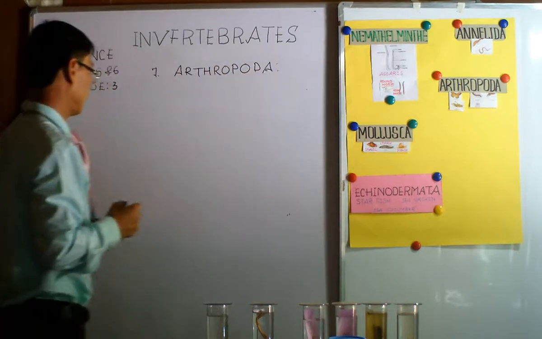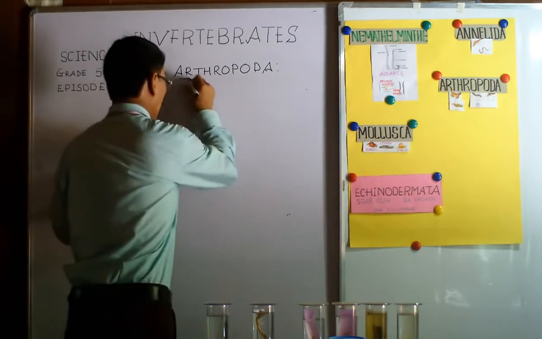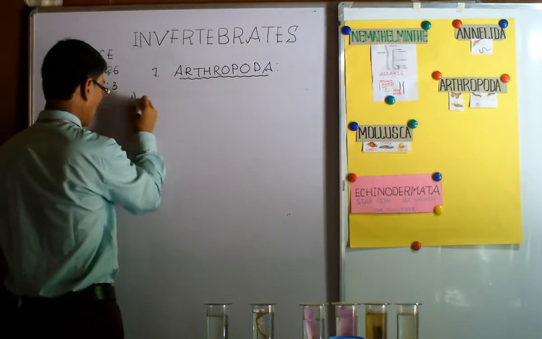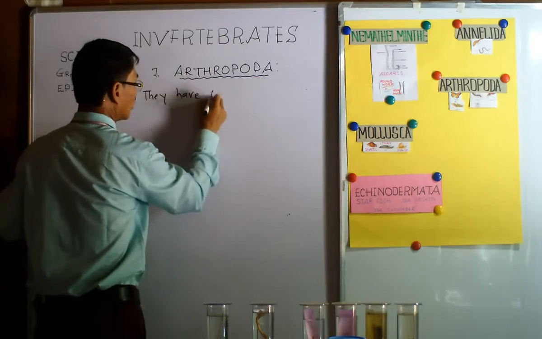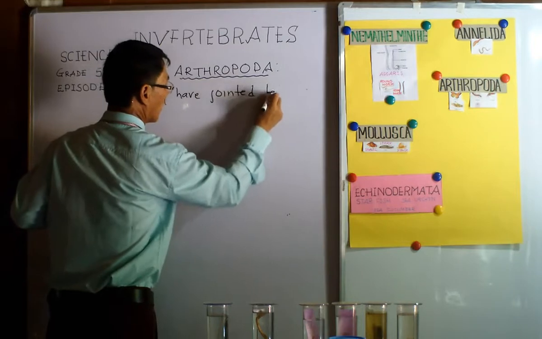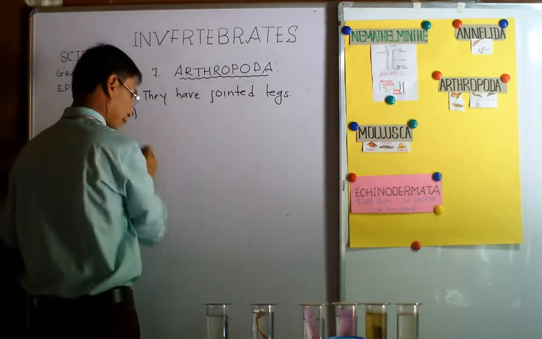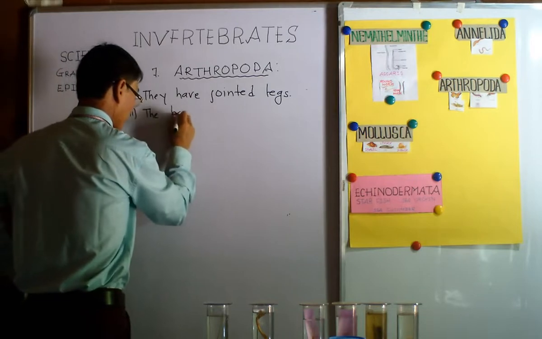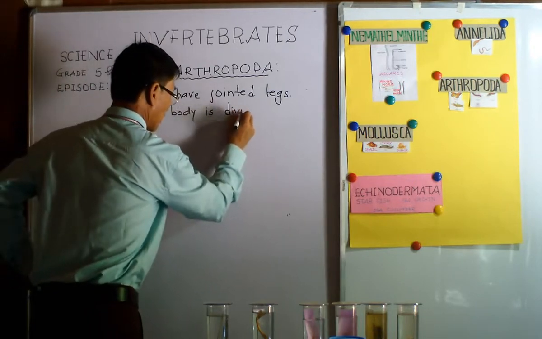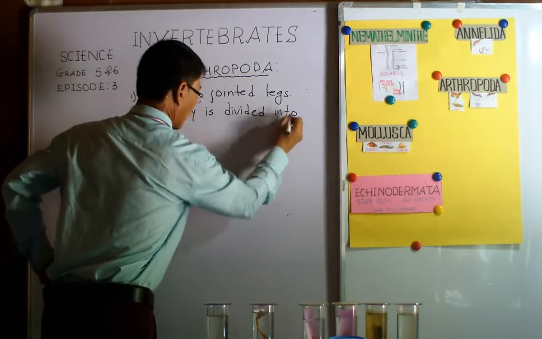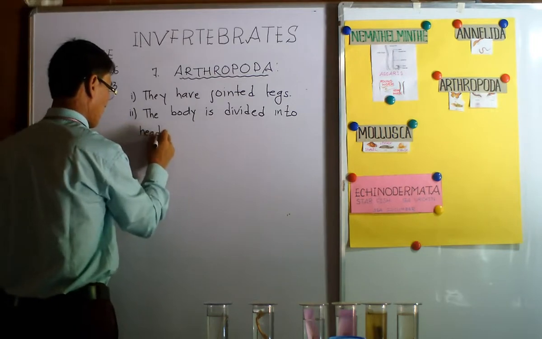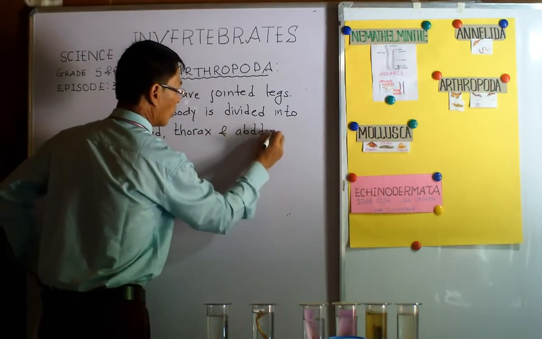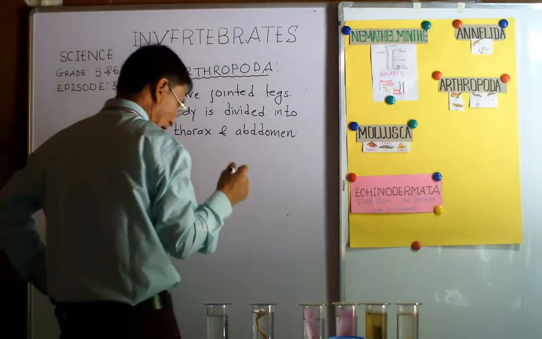A-R-T-H-R-O-P-O-D-A, arthropoda. Now, let's learn the characters of arthropoda. Now, they have, number one, jointed legs. Number two, the body is divided into head, thorax, and abdomen.